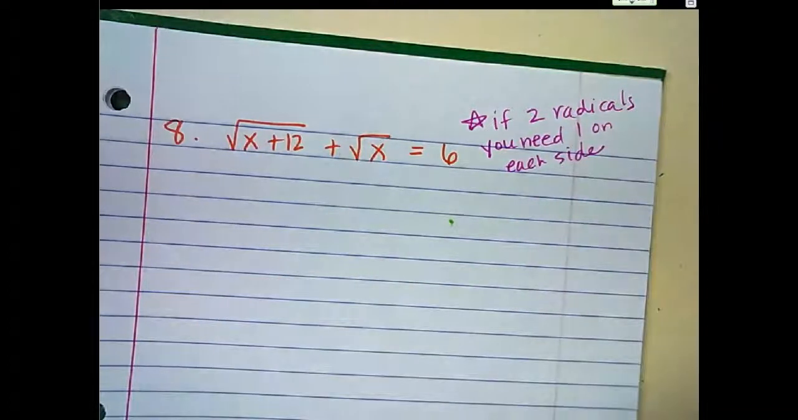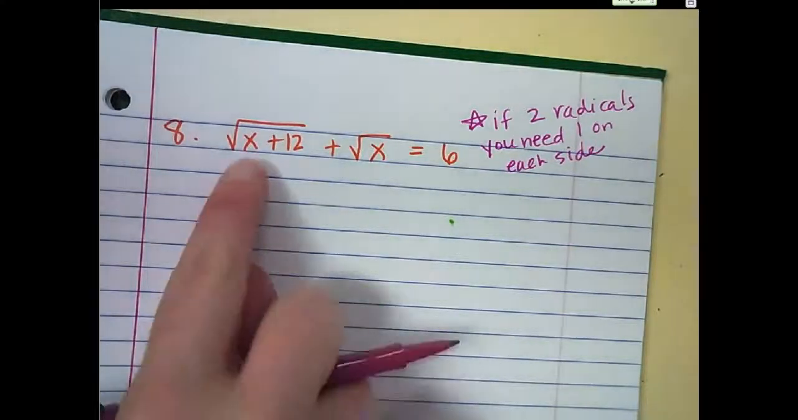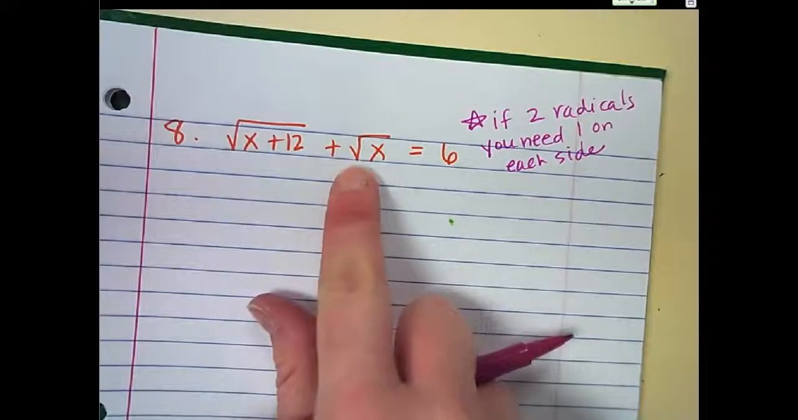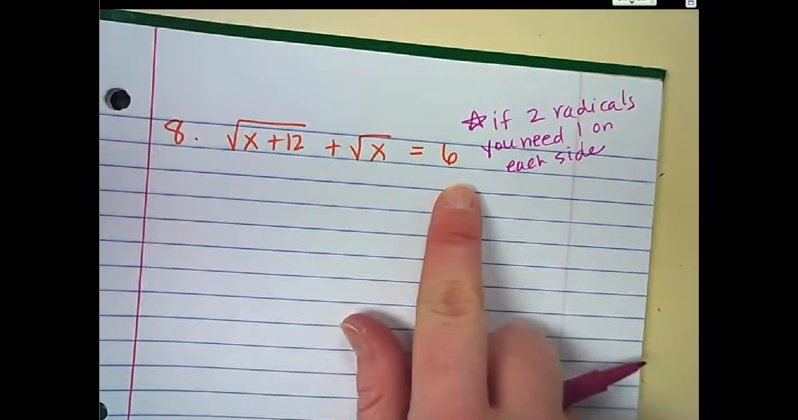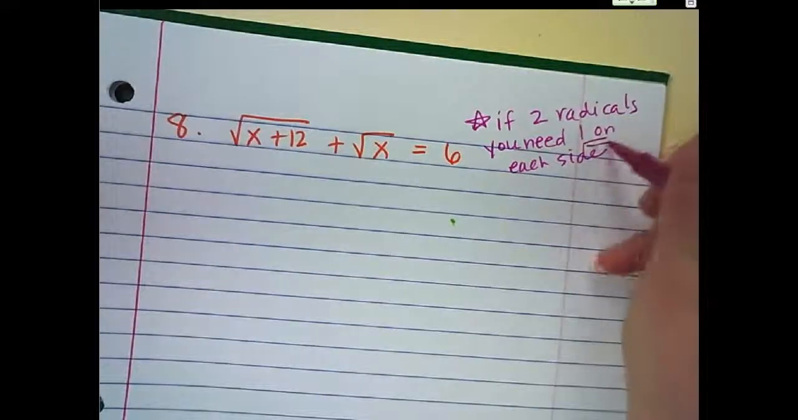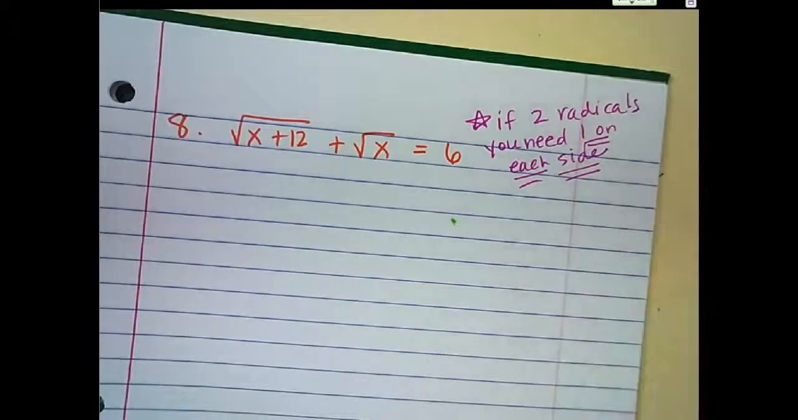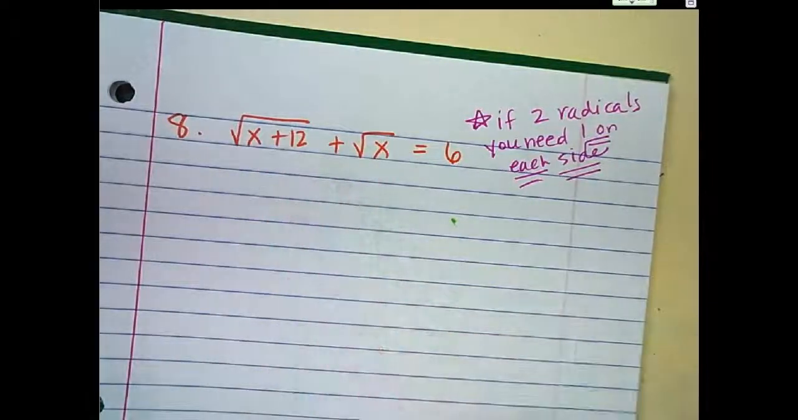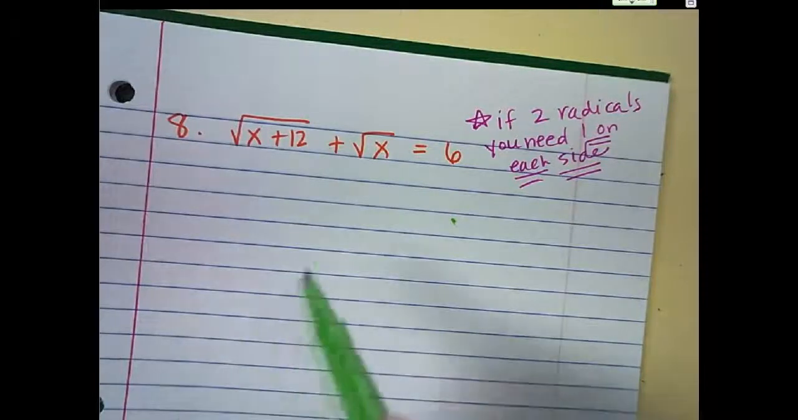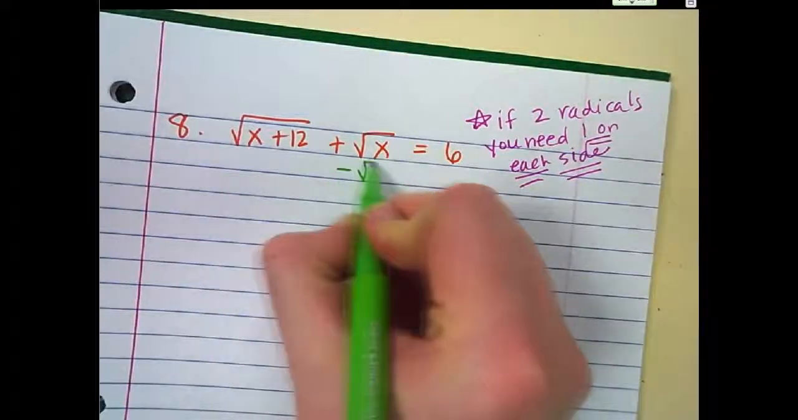Okay, if you have 2 radicals, like the one we just did, already had radical on both sides. I've got 2 here, so I need to move one of them over. If there's 2 radicals, you need one on each side, because if you try to square that, oh, that is ugly. So it's easier if you move one over. So I'm going to move the smaller one over.